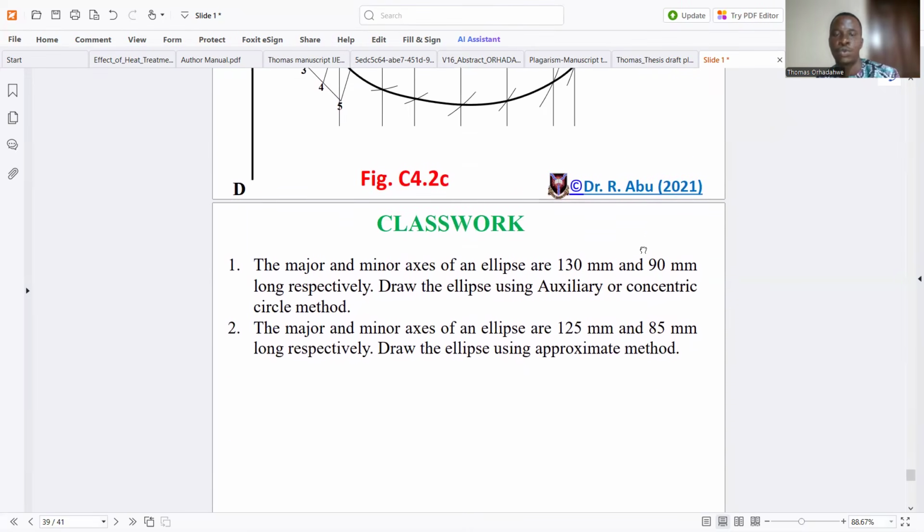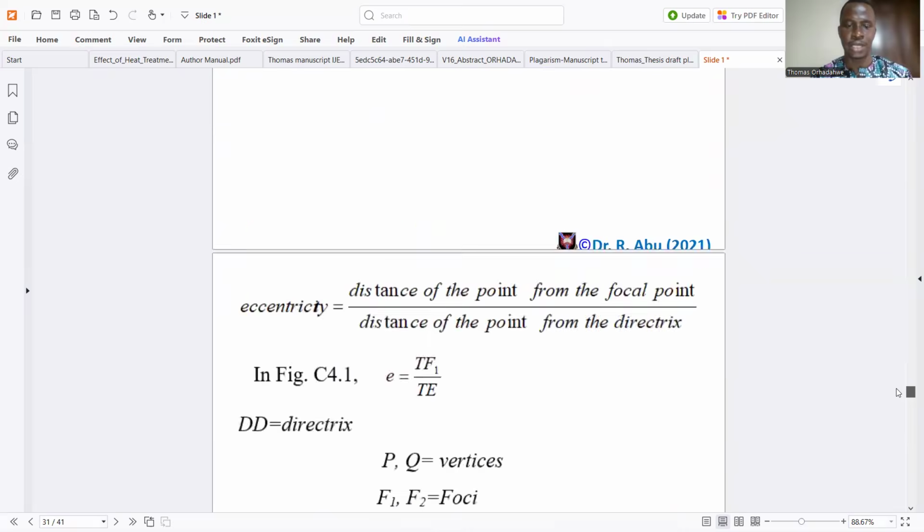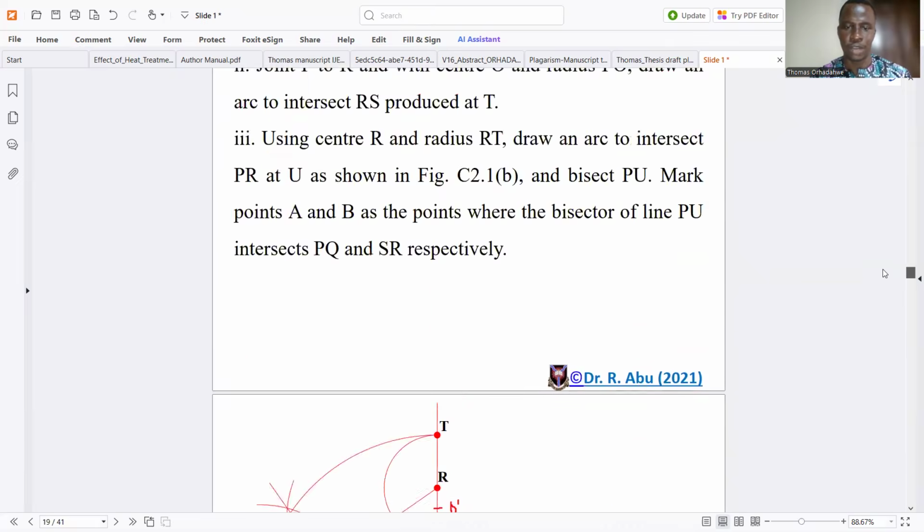So that is how to draw an ellipse using the different methods that we have discussed.